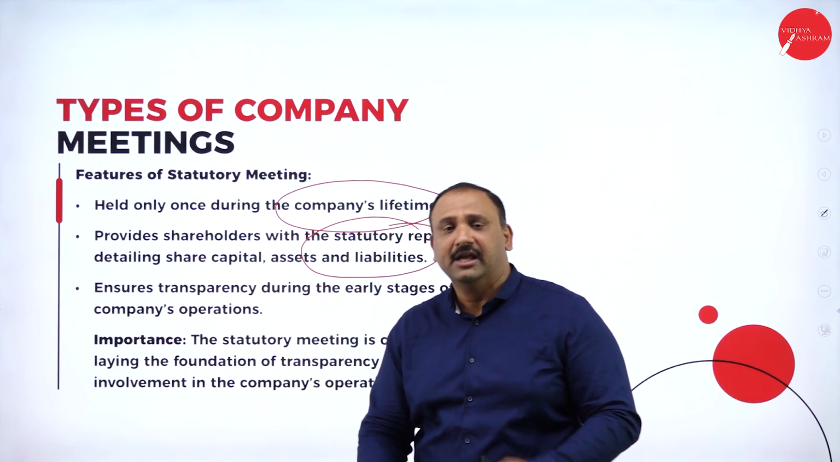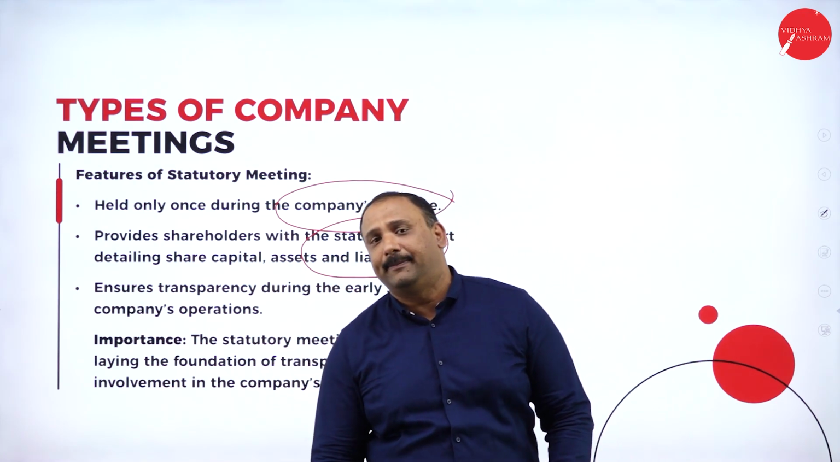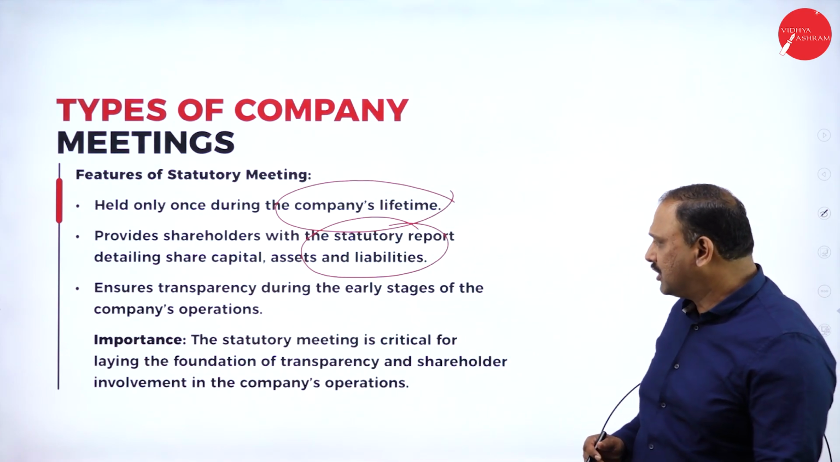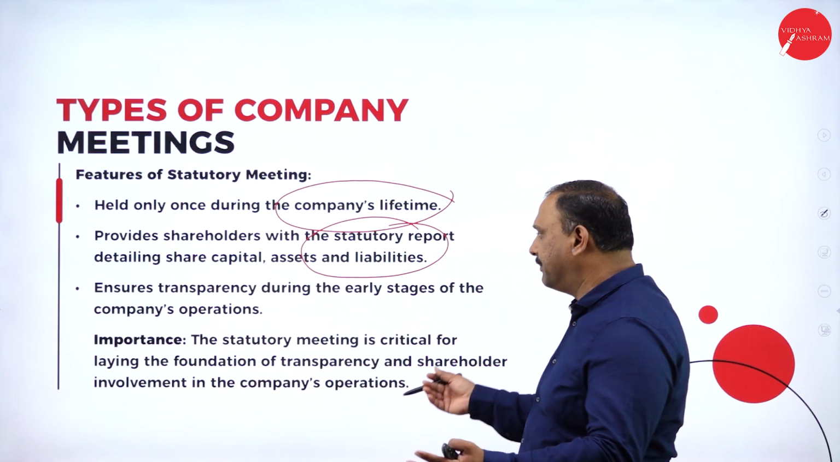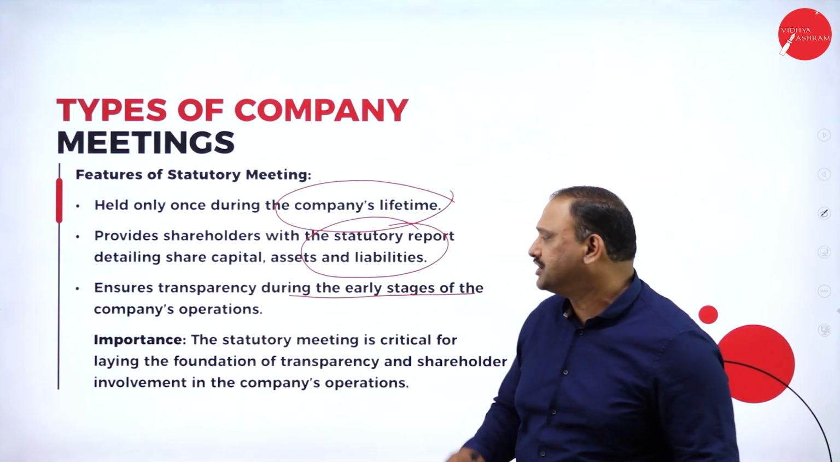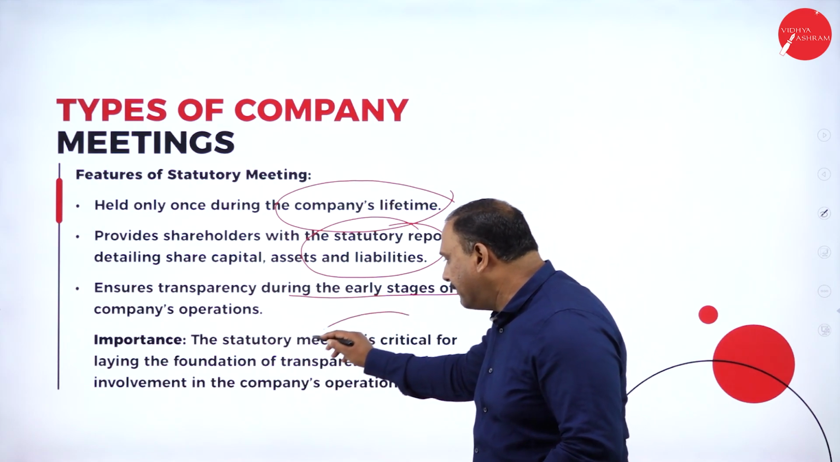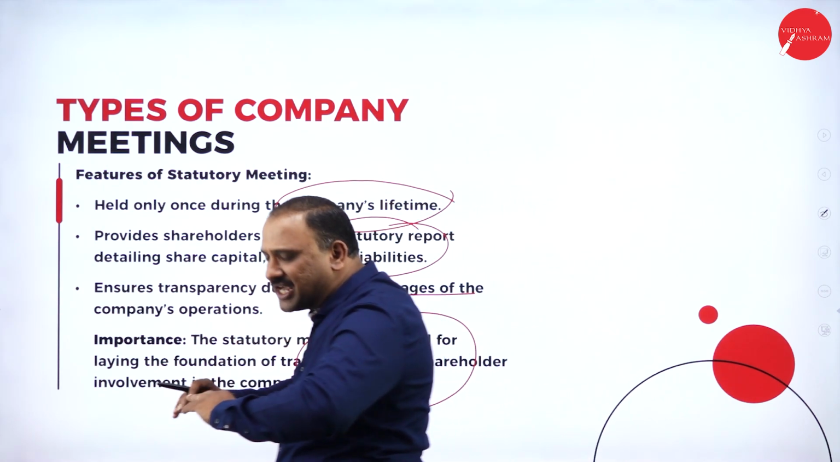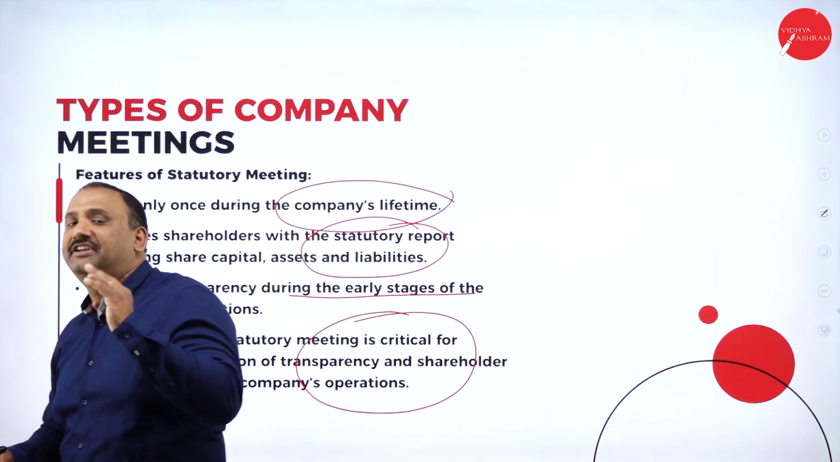So basically, we are going to discuss the financial health. We are going to talk about the profit and loss account as well as the book of accounts completely. Transparency during the early stages of the company's operations. And this is very, very important because the transparency and the involvement of the shareholder is mandatory here.